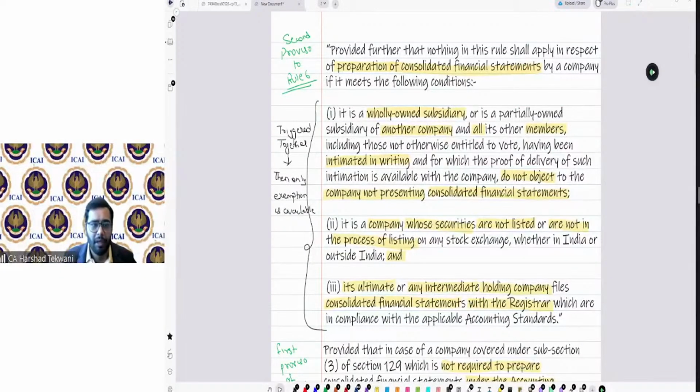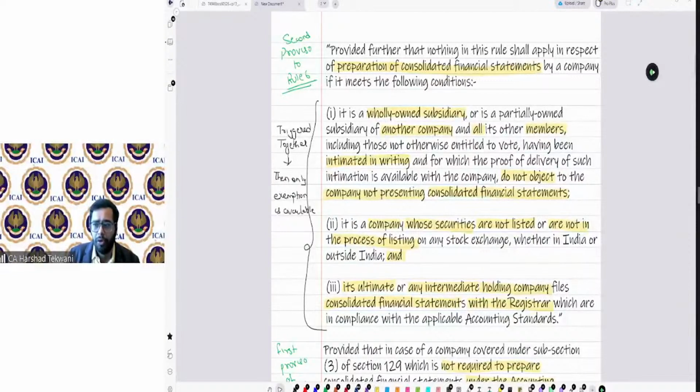In AS21, the exemption is only where the control is intended to be temporary, or it operates under severe long-term restrictions which significantly impair the ability to transfer the funds. So these are the two categories where a subsidiary can be excluded from consolidation. But again, that is not in much depth, or these are the specific case specific scenarios compared to what we have in India.